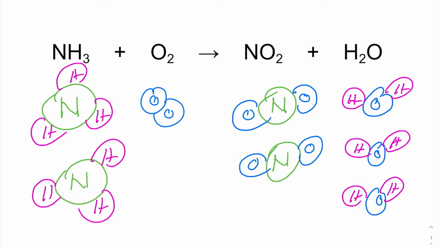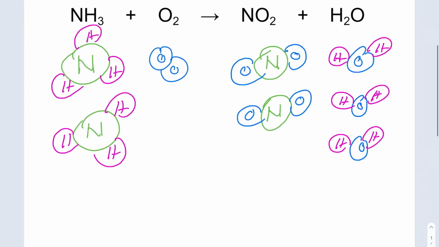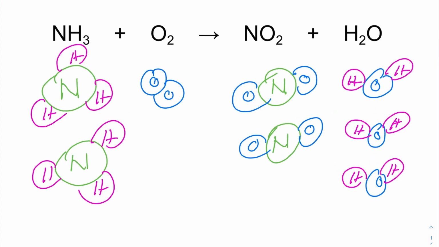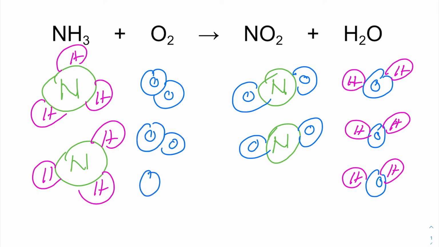Let's go to our oxygens. On the right hand side I've got 1, 2, 3, 4, 5, 6, 7 oxygens. On the left hand side I've only got 2. Oxygen is diatomic, so no matter what number I put as a coefficient on the left hand side, when I multiply it by 2 it's always going to give me an even number. So if I want 7 oxygens on the left hand side, a number I could use is 3.5. So let me draw in 3.5 molecules. So there I've got my 3.5 molecules of oxygen.